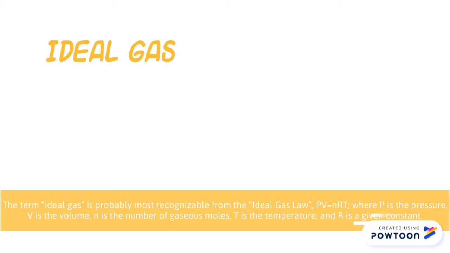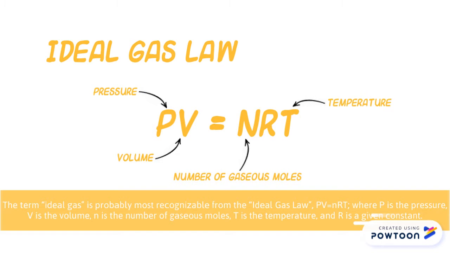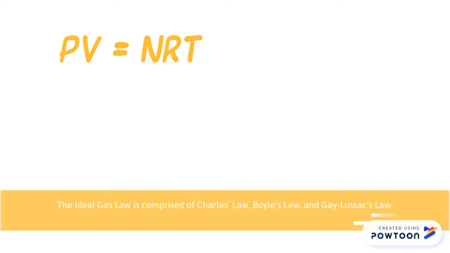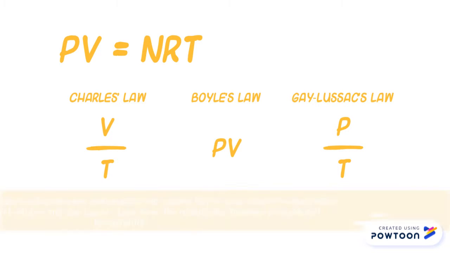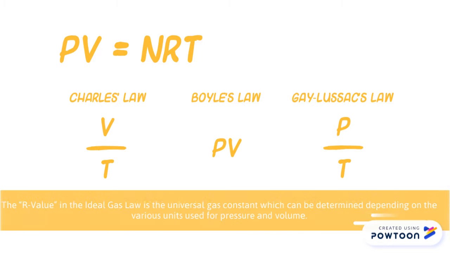The term ideal gas is probably most recognizable from the ideal gas law, PV equals nRT. The ideal gas law is comprised of Charles' law, Boyle's law, and Gay-Lussac's law. Charles' law is volume and temperature, Boyle's law is pressure and volume, Gay-Lussac's law is pressure and temperature. The R value in the ideal gas law is the universal gas constant.